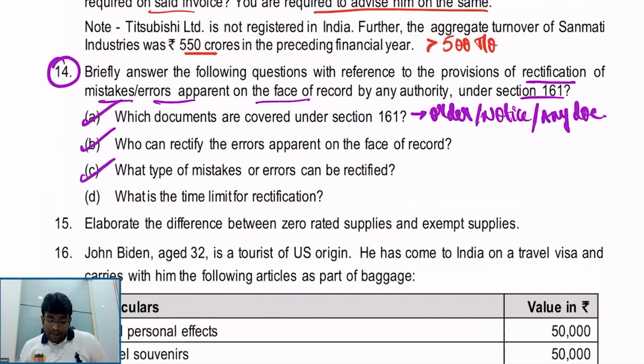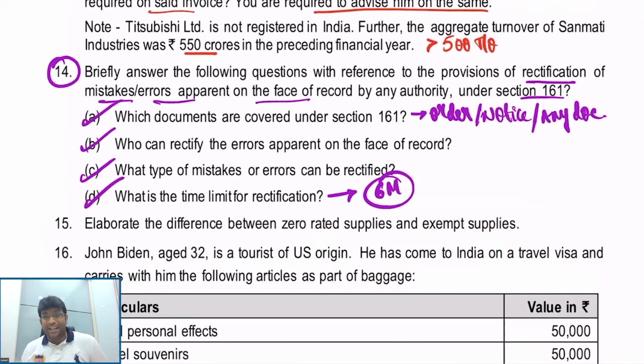Third, what type of mistakes or errors can be rectified? That can only be rectified, which is a mistake apparent from record. If it is that kind of mistake where it is debatable to decide what the answer is, then it cannot be rectified. Because the benefit of this rectification is given only for an error which is apparent from record, which is clearly evident and which is not debatable. Next. What is the time limit for rectification? Wonderful. Let me tell you, my dear friends, in general, the time limit is 6 months. But the provisions of time limit will not apply in case where rectification is only in the nature of clerical or arithmetical mistake.